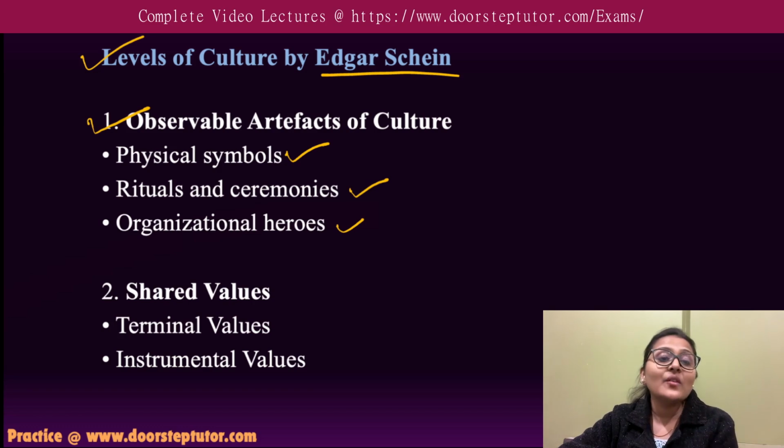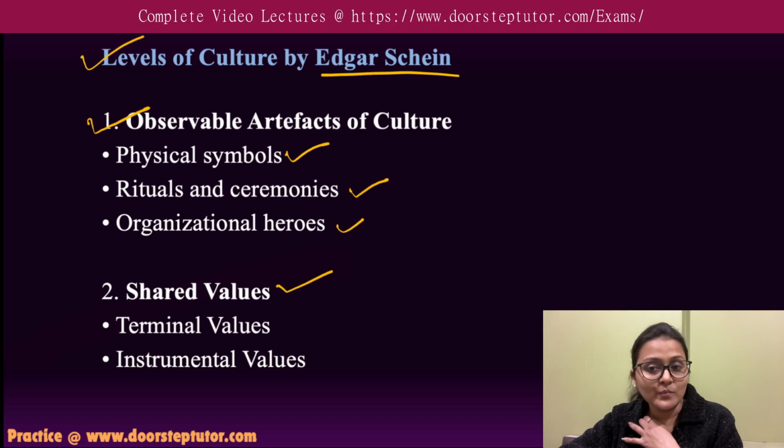Next level of culture is shared values. Shared values form the very core beliefs and principles that guide an organization's practices and decision making. These values bind the individuals together and align their efforts with the organization's vision and mission. Now, there are two types of values. First, we have the terminal values, then we have the instrumental values.